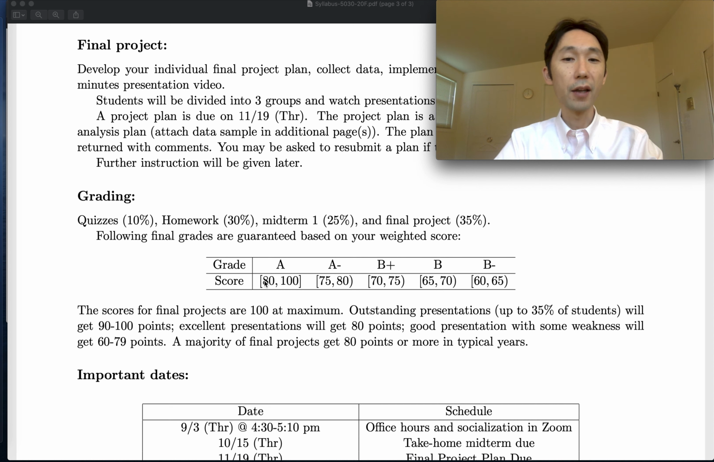If you got 80 points or higher, then your grade should be A. If your weighted score is 79.3, possibly you can get an A, but at least you are guaranteed A-.